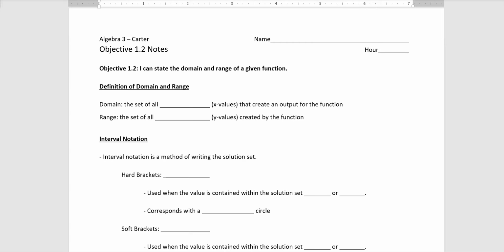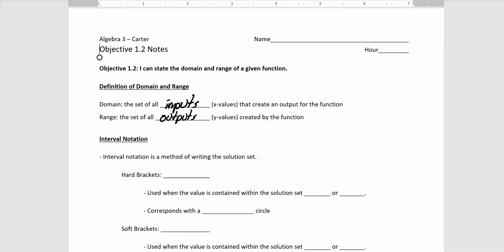Domain is the set of all inputs, or x values, that create an output for the function. So our domain is the set of values that we can put into a function. The range is the set of all outputs created by the function. Now the outputs align with our y values. So think about it: the domain tells what you can put into the function. The range tells what you can get out of the function.